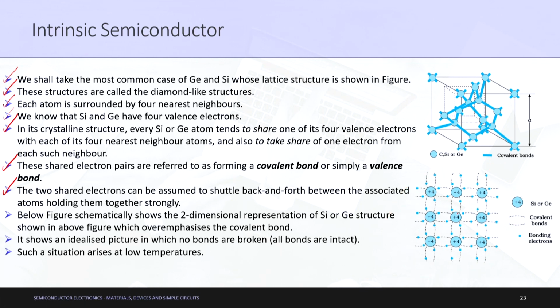Basically, +4 is saying that that is your silicon atom, right. These electrons say that there is a covalent bond here, there is a covalent bond here, and these covalent bonds have residing electrons, bonding electrons. So this electron can go from here to here, and this electron can even go from here to here, depending upon the energy excitation. This energy excitation will be explained to you in the subsequent points.